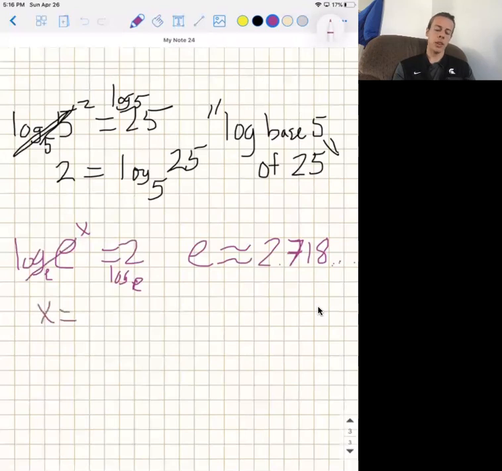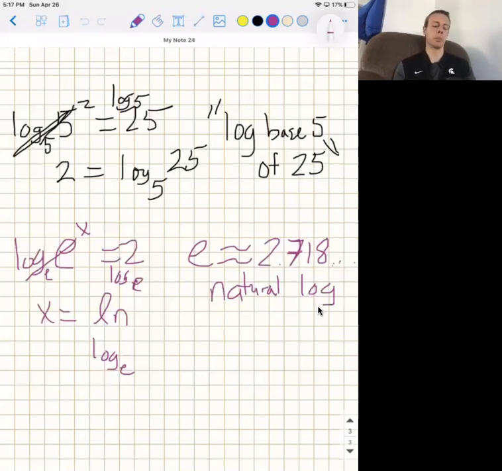And instead of saying log base e, mathematicians have a special way of writing log base e, and that's called natural log, and it's abbreviated ln. ln just means natural log. Natural log just stands for log base e. So natural log is a logarithm with base e. It's just a very special one.